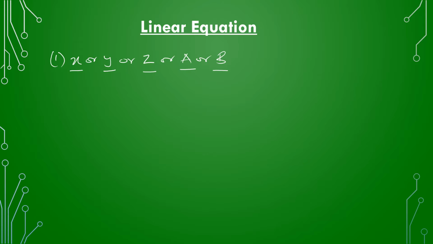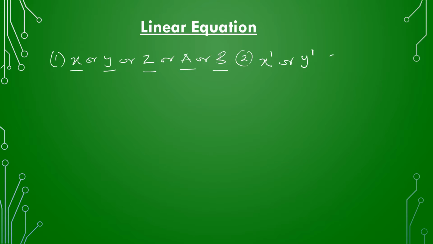The second point I want you to note is this. In a linear equation, the highest power of that variable is going to be what? 1. Example, the highest power of the variable x is going to be 1. Although we don't normally write it, we know it is equal to 1. Or if the variable is y, the highest power of y is going to be 1. And so on and so forth.